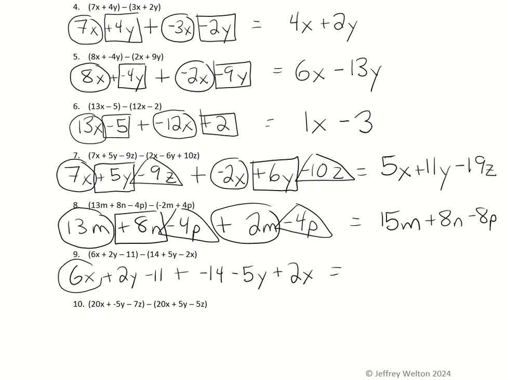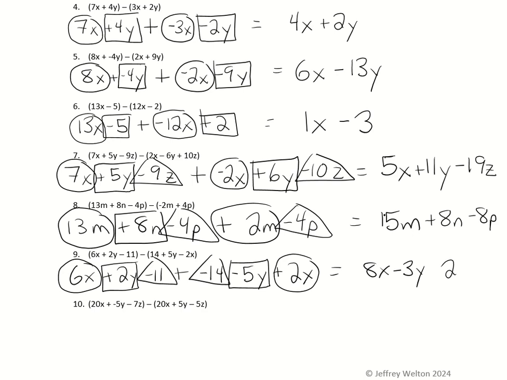Looking for my like terms, which are not in a regular order this time. The 6x and the 2x make 8x. The 2y goes with the negative 5y. Signs are different. Subtract and keep the sign of the larger. And then lastly, my constants, the negative 11 and the negative 14 will add together, making 25, and then keep that sign getting negative.